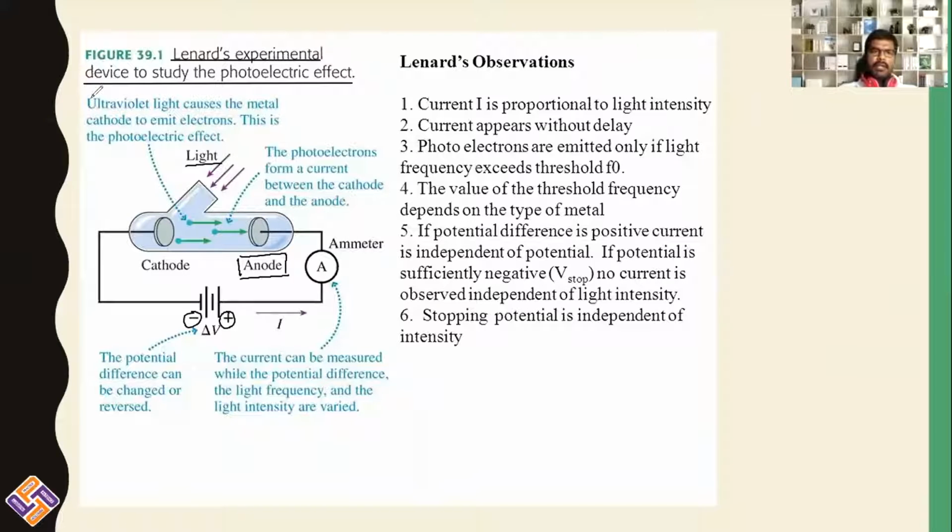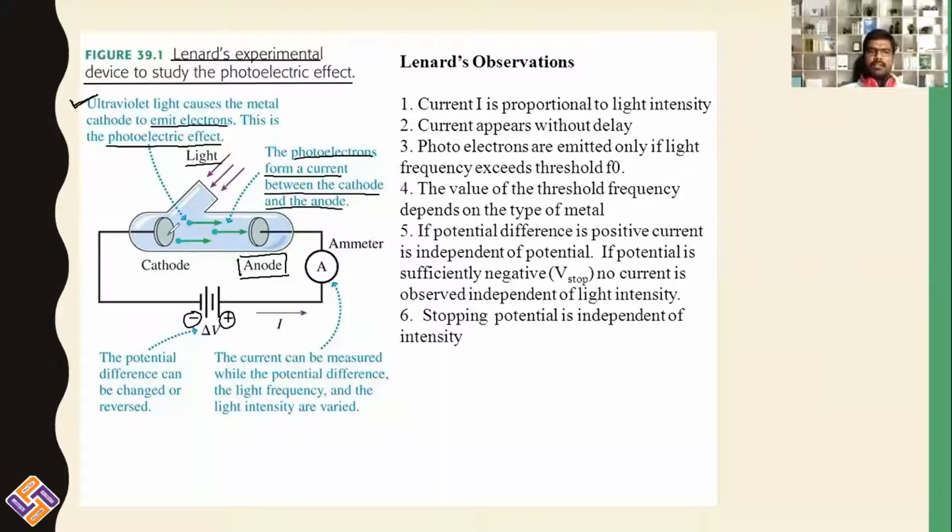So ultraviolet light causes the metal cathode to emit electrons. This is called the photoelectric effect. So when photons of particular energy are incident on the cathode, electrons will be ejected out. Usually it happens for ultraviolet light, hence it is said to be the photoelectric effect. And the photoelectrons form a current between the cathode and the anode.